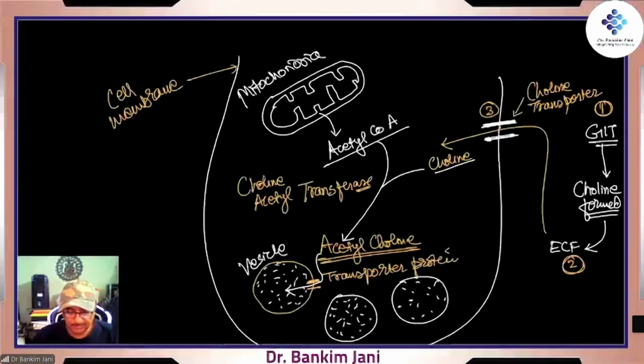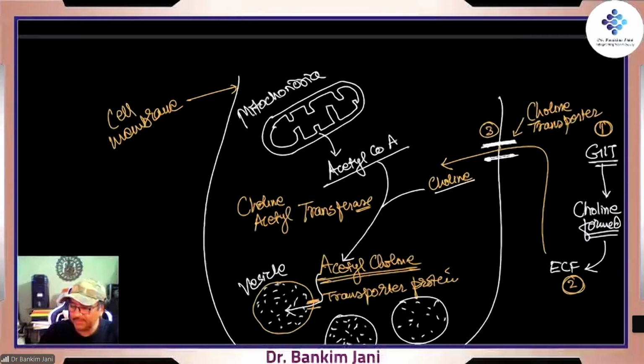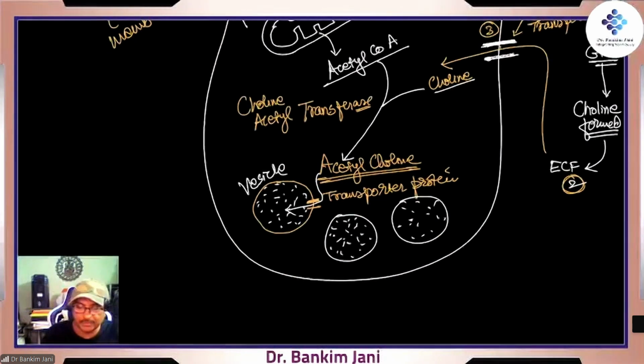So starting from here, it was GIT to choline, which comes into extracellular fluid. From there, it went inside by the choline transporters, and this is the choline. Mitochondria produce acetyl coenzyme A, combine both of them, and that is choline acetyltransferase, and that will be helping to form the acetylcholine. This acetylcholine will be going into the vesicles, right? Because of the presence of this transporter protein.